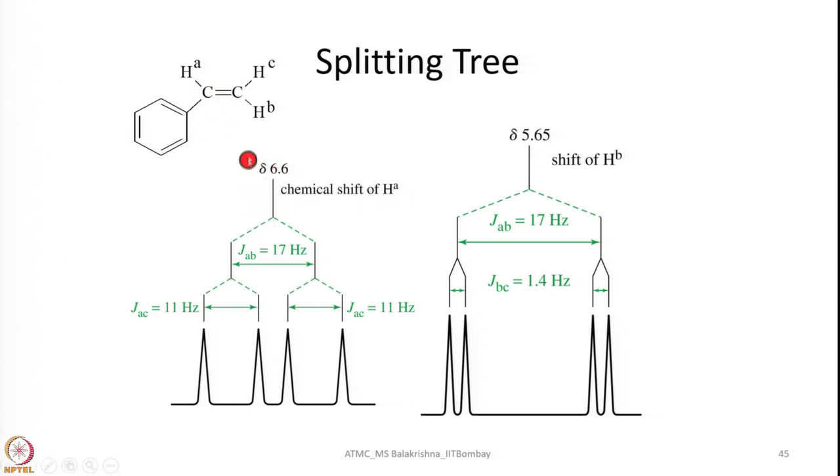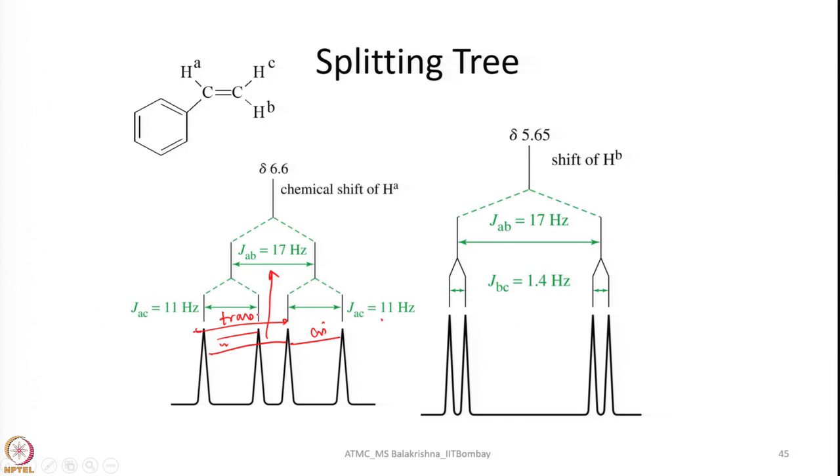First it is coupled with this one, splits into a doublet, and then each line will further split because the coupling constants are different. It is stepwise, you have to see the coupling, and then this separation is 11 hertz, this separation 11 hertz. Now it will be a doublet of doublets. The separation of this one is shown here, and between this one and this one is shown here. This is cis coupling, whereas this one is trans coupling.